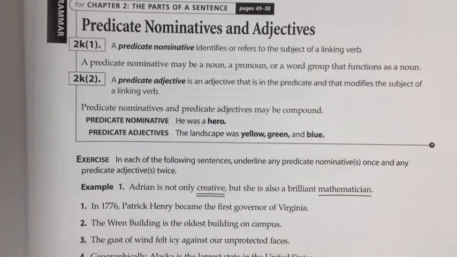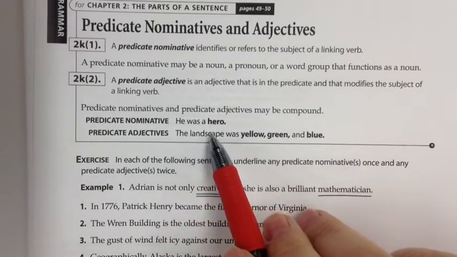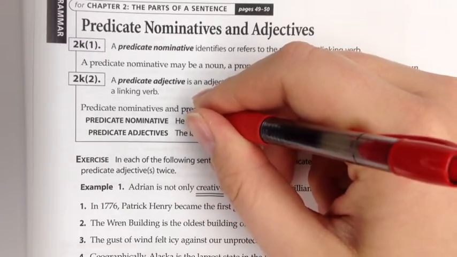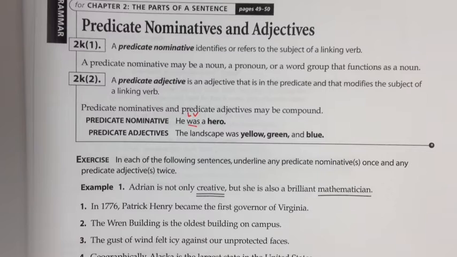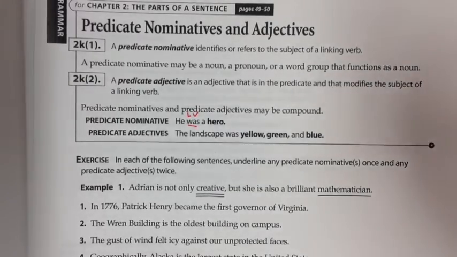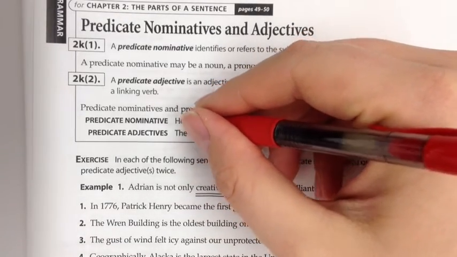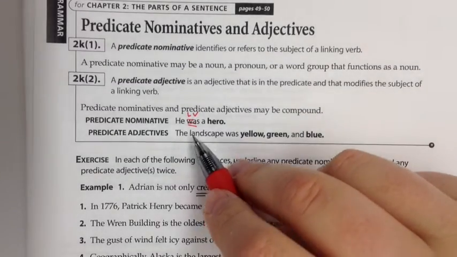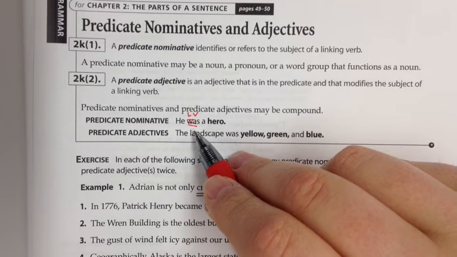So here's an example. Predicate nominative: He was a hero. Was is a linking verb. I know that was is a linking verb because all of the state of being verbs are linking verbs. That's is, are, was, were, and be. But I also know that was is a linking verb because I know a little trick. The trick is that I can replace was with an equal sign. Instead of was, I can say he equals a hero, and the sentence will still make sense. If you can replace the verb with an equal sign, it's a linking verb.